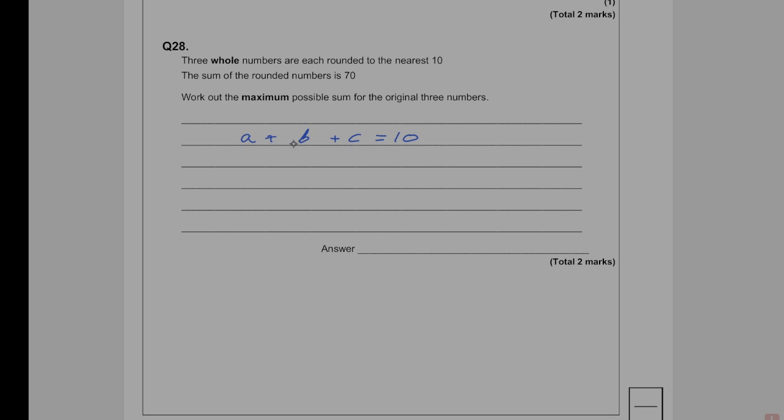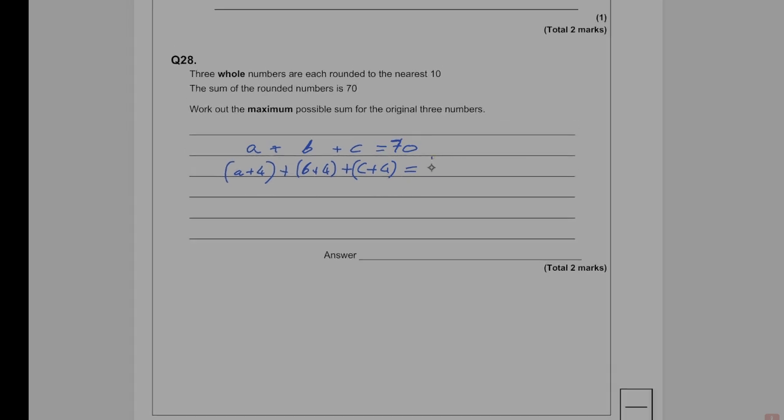So the three values could have been rounded. So each one of these numbers rounded to the nearest 10 could actually be 4 bigger. So we could have had an A plus 4 plus B plus 4 plus C plus 4, because they're all whole numbers, and if it was 5 bigger, it would have been rounded up. And that was 70. So if we add 4 to all of them, we'd have 12 bigger, so 70 plus 12. So we're looking at 82 there.